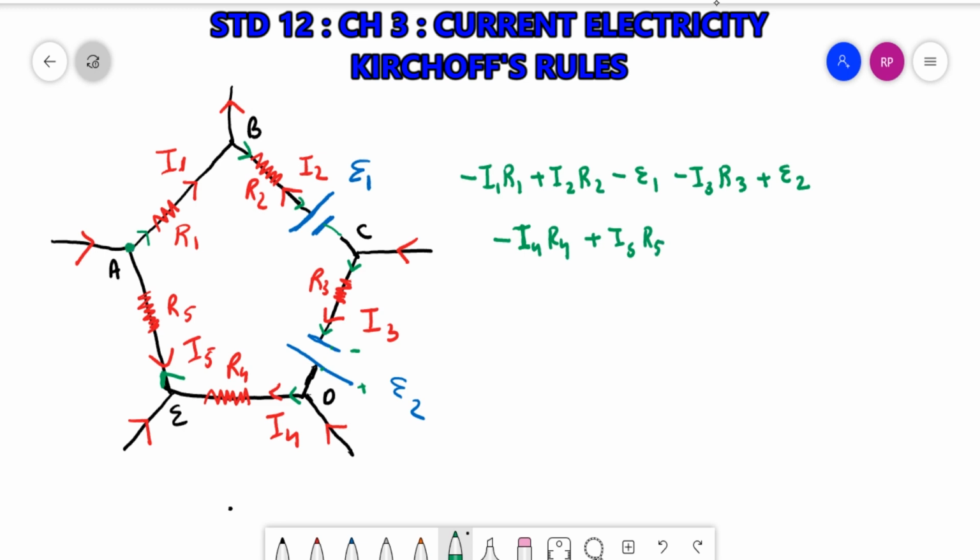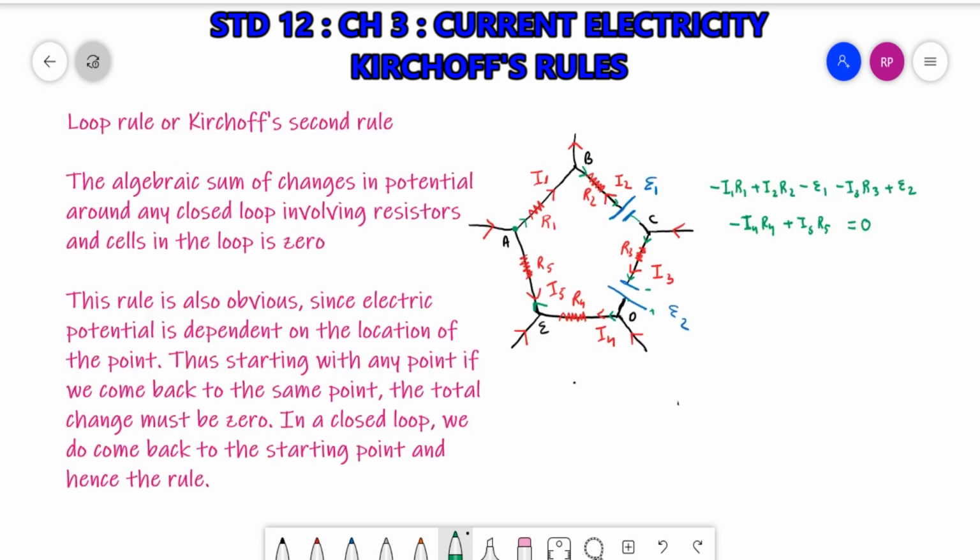So according to Kirchhoff's rule, the change in the potential through a closed loop, when I come back to the same point, is equal to 0. Because the potential when I started was VA, there are changes, and finally again it is VA, so this change is equal to 0. This is the example of Kirchhoff's second rule. Clear? Okay, so now just take a note of it.